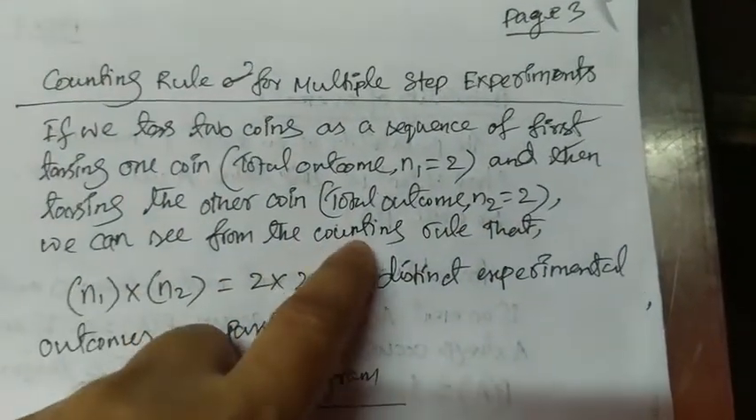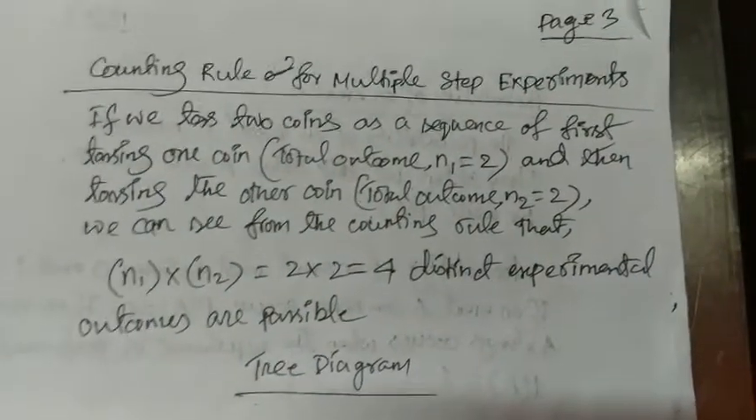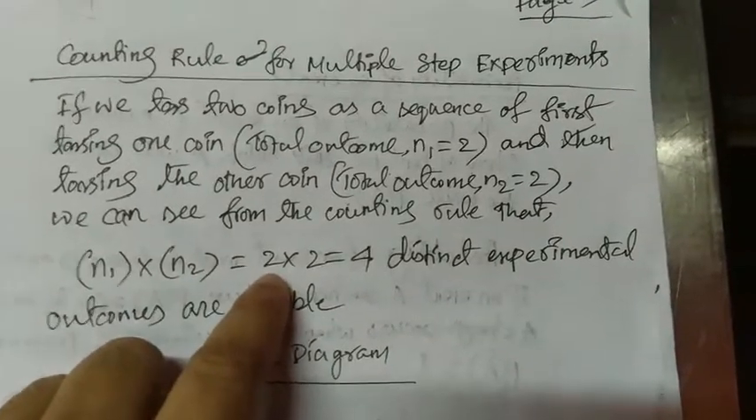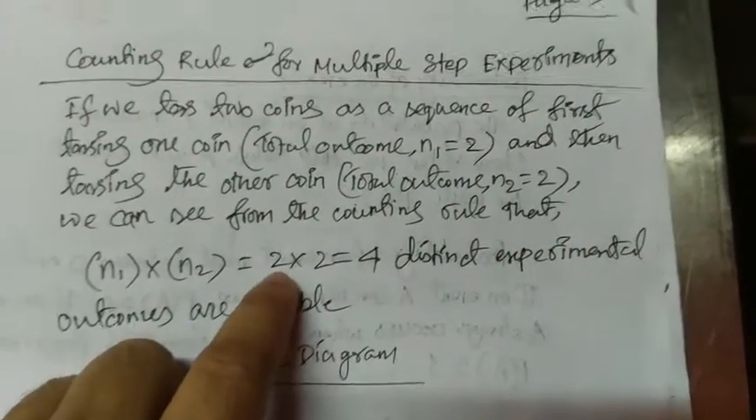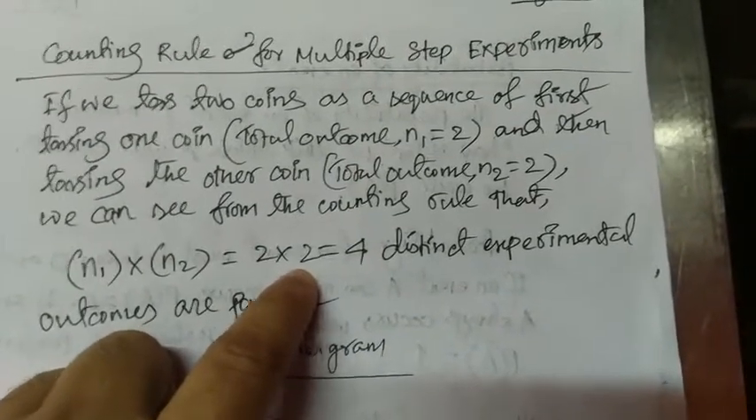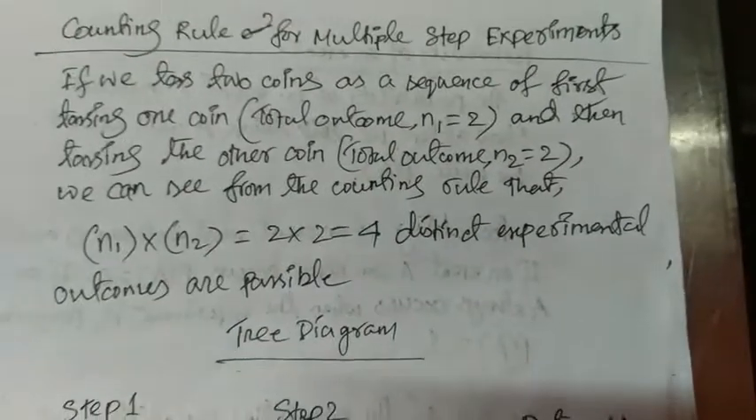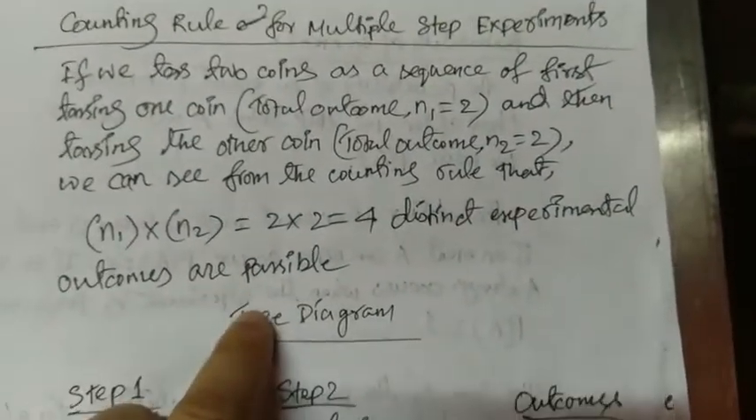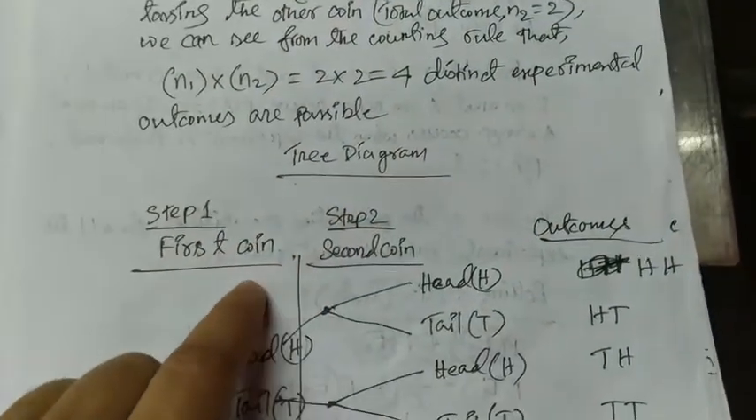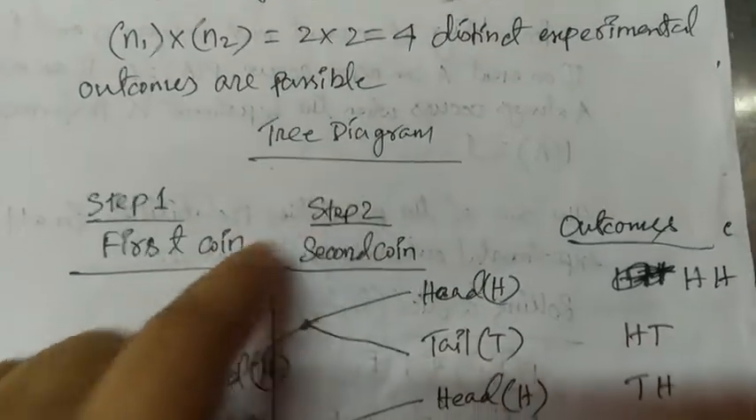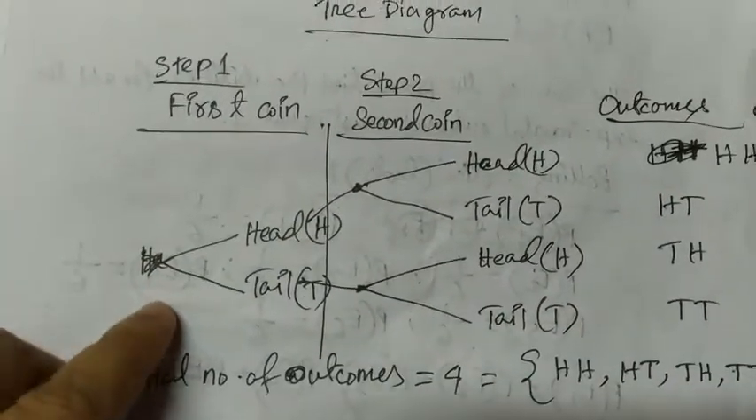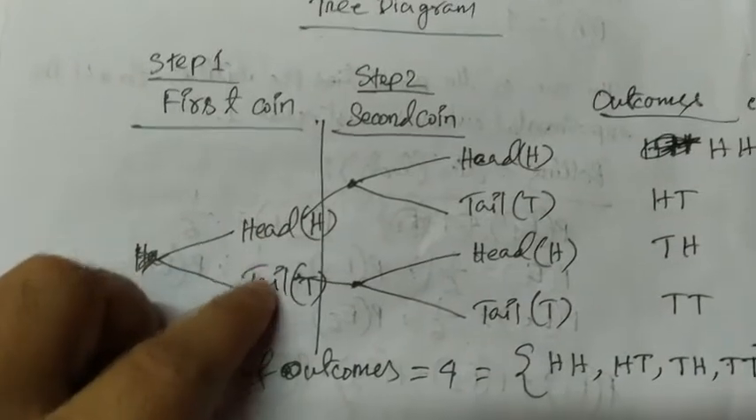So we can see from the counting rule that if you toss 2 coins, the total outcome can be 2 multiplied by 2. From tossing 1 coin you can get 2 outcomes, from tossing the other coin you can get another 2 outcomes. So 2 multiplied by 2, you can get a total of 4 distinct experimental outcomes. So let us explain this one with a tree diagram. Here in step 1 we are tossing the first coin. When you toss the first coin, you may get either head or tail.